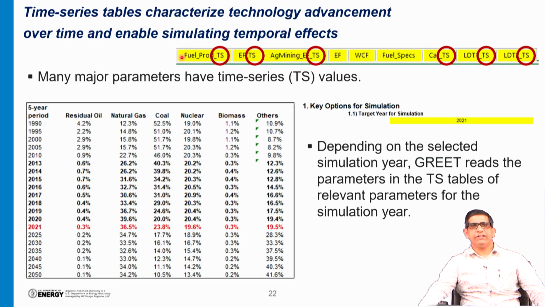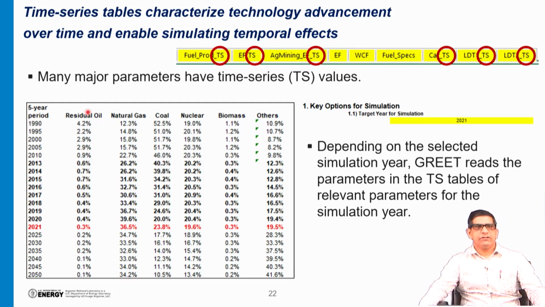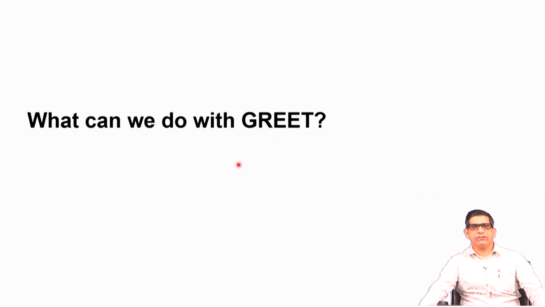And then a time series is also done in those, because there is technological advancement over time. So we take care of simulating the temporal effects. Many major parameters have time series values. Depending on the selected simulation year, GREET reads the relevant parameter in that particular table for the simulation year. So you can simulate different time periods, as you can see on this table, and look at what the different energy sources are and what the associated emission factor would be.